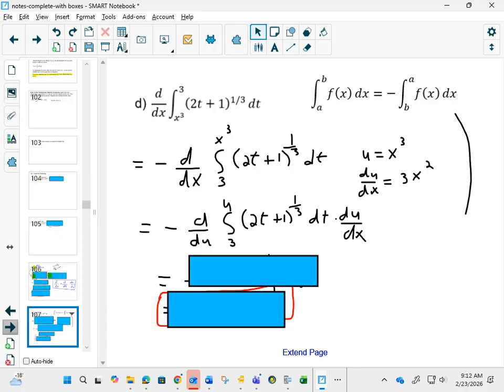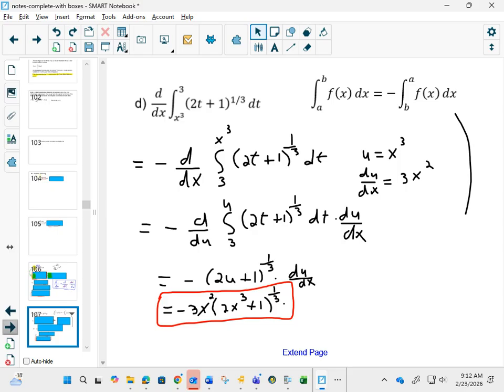And then that changes this. So that's our fundamental theorem of calculus. We still have the negative out in front. And then we have du dx. We do our substitution in the end. And we get our answer.